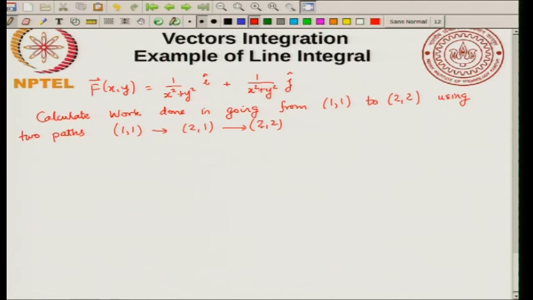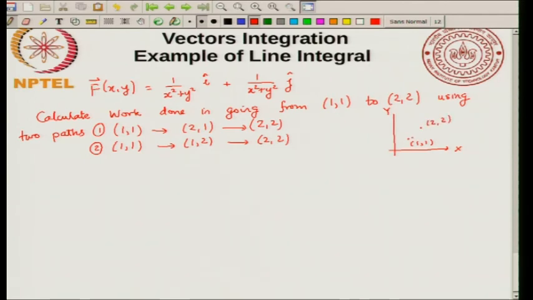Okay. And then the second path, so this is the first path. The second path is you go from (1,1) to (1,2) and then to (2,2). Okay. So just pictorially, what you have is the x and y axes. You have the point (1,1), so this is (1,1), and here is the point (2,2), okay.